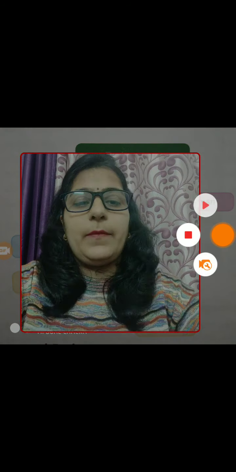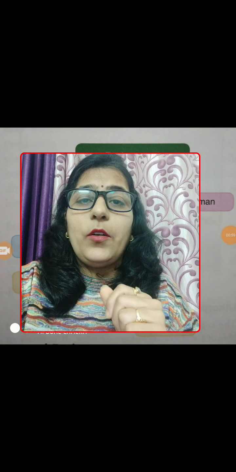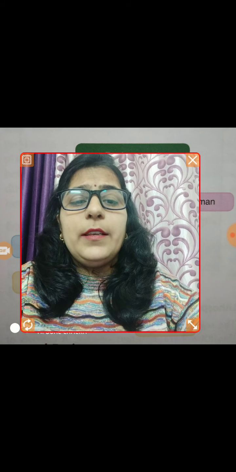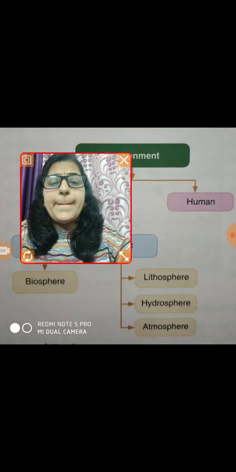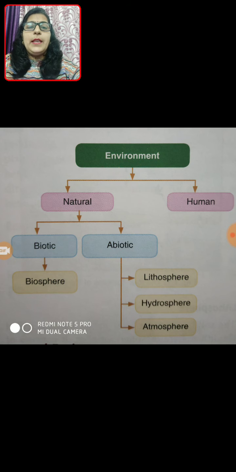But before that, we quickly revise what we have done last time. All right, then we will move on. So our first question is, what is environment? Everything that is in our surrounding is our environment. Students, you are able to see a chart on your screen. Here is a chart of environment.